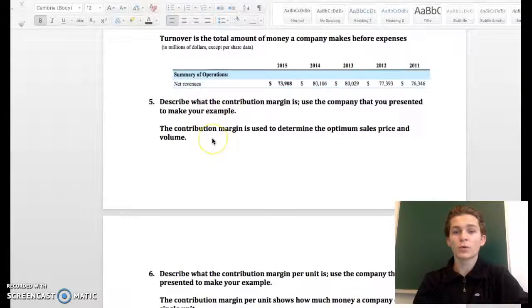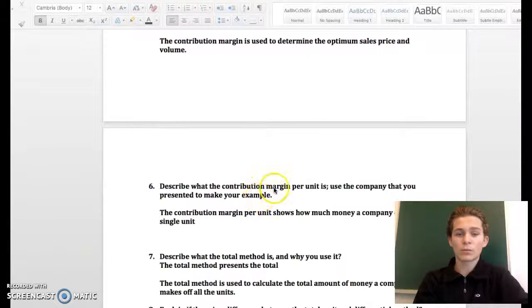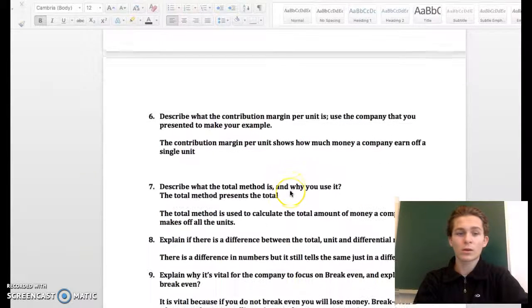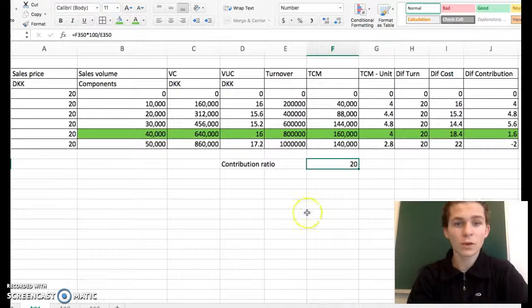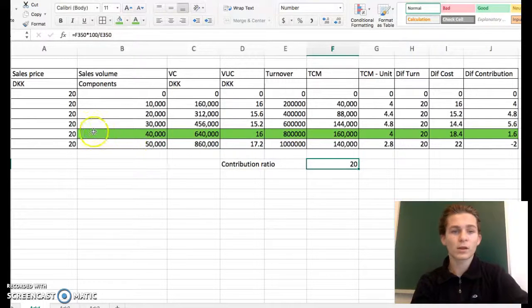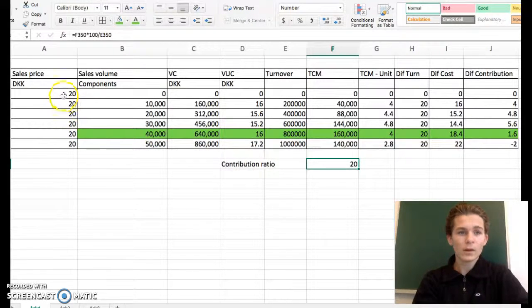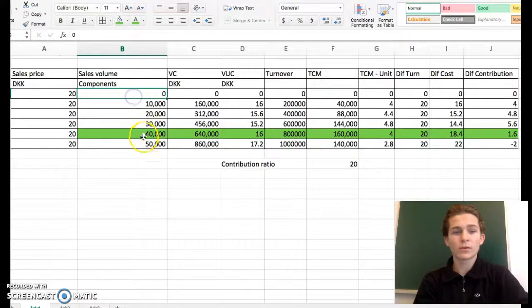Then describe the contribution margin and the use of it, and the contribution margin per unit together with the total method and what we use it for. I have chosen to do it in the Excel arc where all the numbers are relative. I did not take them from the Philip Morris website, I just came up with them. I have put a sales price at 20 kroners per unit, where the sales volume amounts from 0 to 50,000, and the variable costs are increasing together with the sales volume.